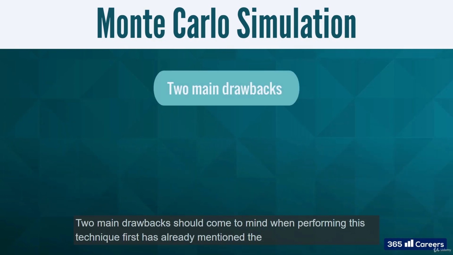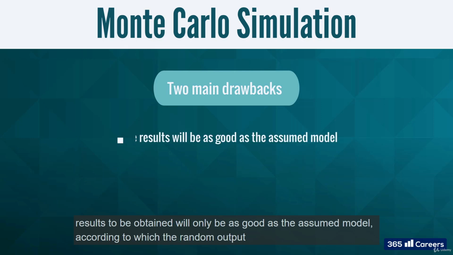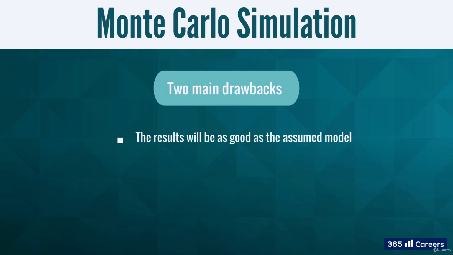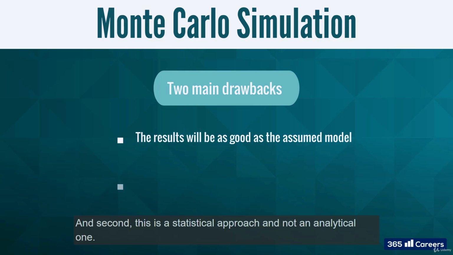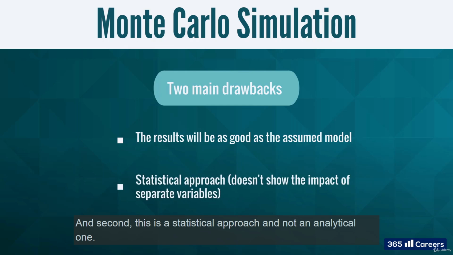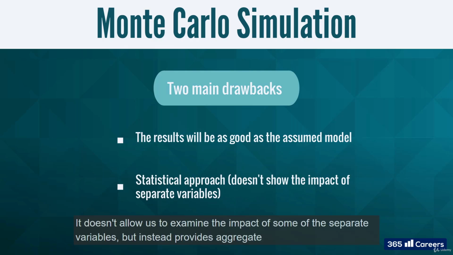Two main drawbacks should come to mind when performing this technique. First, as already mentioned, the results obtained will only be as good as the assumed model according to which the random output variable is distributed. And second, this is a statistical approach and not an analytical one. It doesn't allow us to examine the impact of some of the separate variables, but instead provides aggregate results.